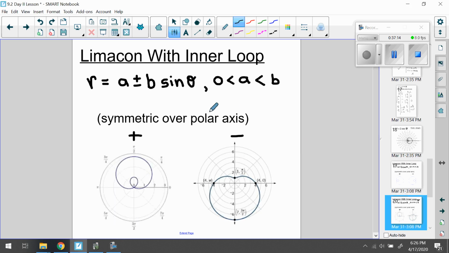If the graph is a sine graph, then it'll be symmetric over the line theta equals pi over 2. So it'll be above the polar axis or below the polar axis, showing that symmetry. Again, notice it's still saying here that the B value is the greater. And so anytime that B value is greater of the two, then it's going to create that inner loop. If it's a plus B value, then it's going to be up here above the polar axis. And if it's a minus B, it'll be down mostly below the polar axis.